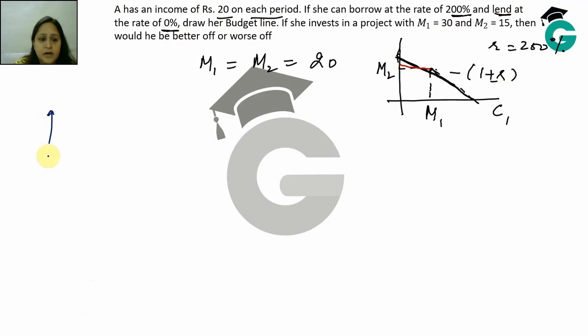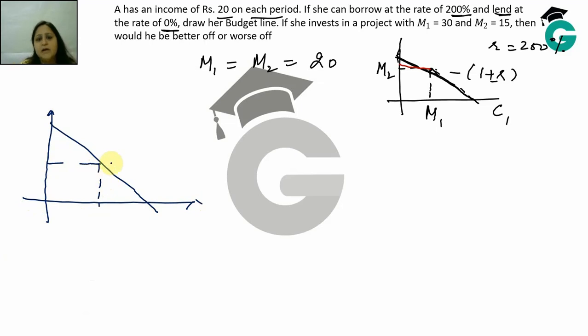So I'm saying that for me to be able to understand this, let me draw a budget line and let me mark my point of endowment. ठीक है, ये मेरा endowment है. This is 20 and this is 20. And let's say right now my rate of interest is 0. So the slope is -1. This is 40 and this is also 40.